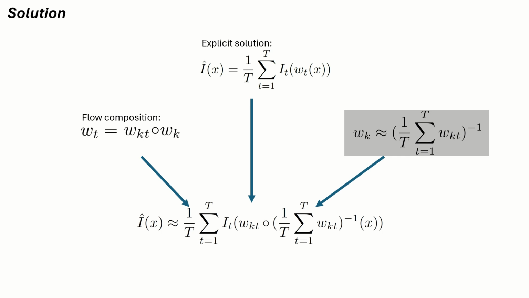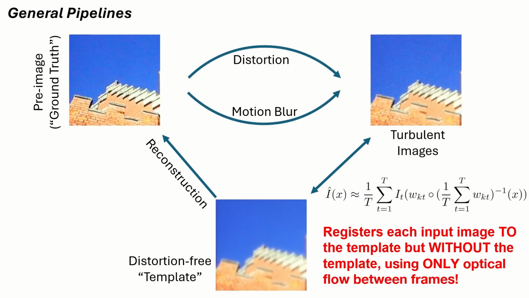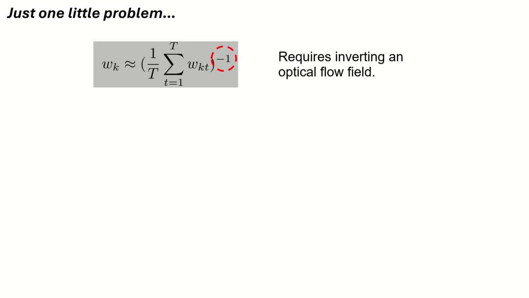Remember, now we have one explicit solution, we have the flow composition rule, and we have this formulation. If we combine them together, we developed a solution for the turbulence removal problem. This solution allows us to register each input image to the template without actually using the template. Thereby, we bypass the issue of an initial blurry template.